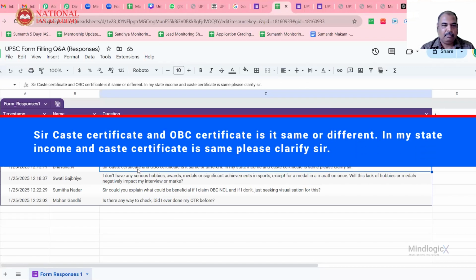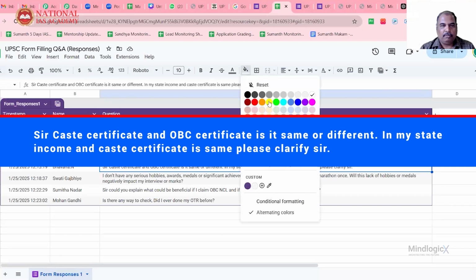So caste certificate and OBC certificate, is it the same or different? Different. In my state, income and caste certificate is the same. Okay. It's different. Yeah, no, it's different.